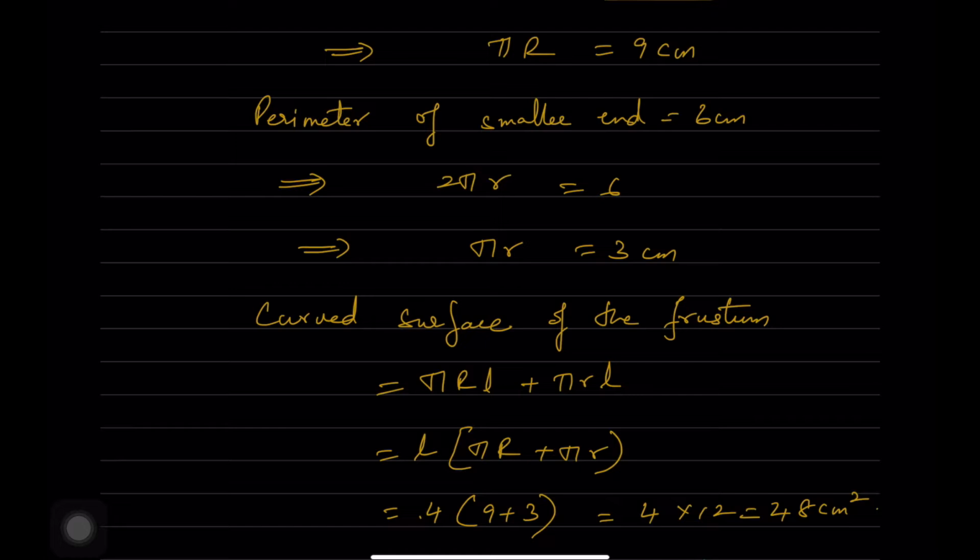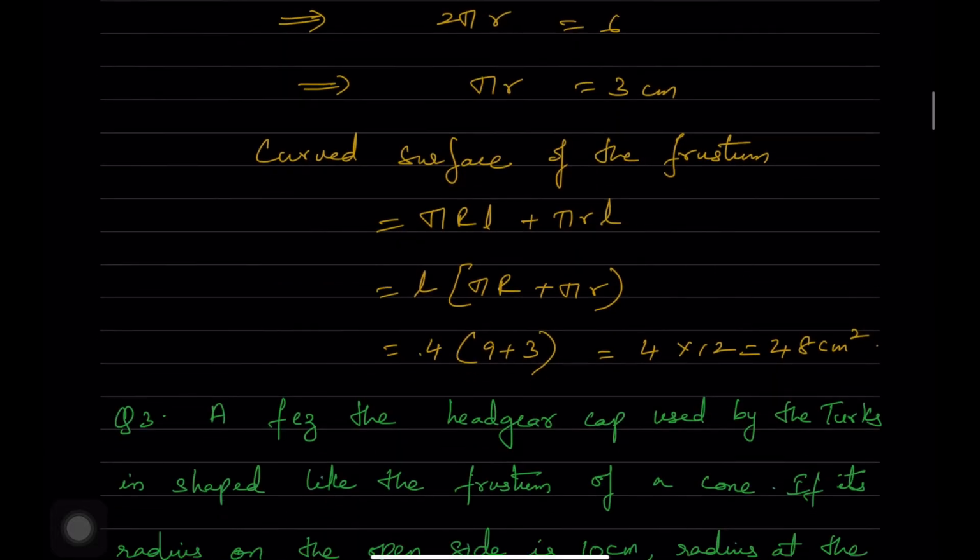So the curved surface area of this frustum is nothing but pi RL. So it is pi capital R L plus pi small r L, which is L into pi R plus pi r, which is 4 into 9 plus 3, that is 48 centimeters square.